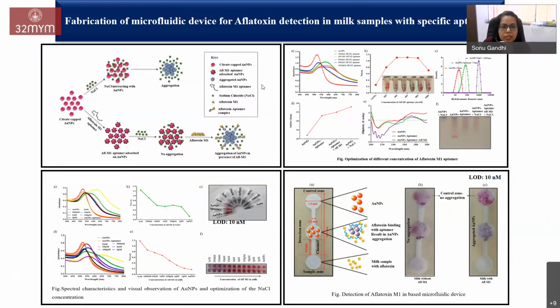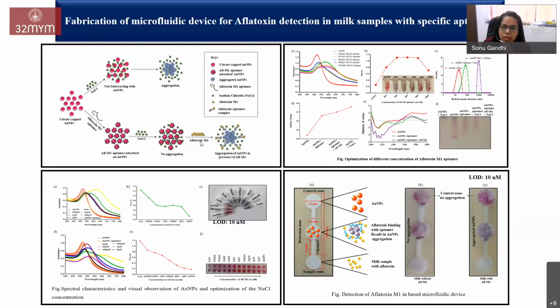So what happened in this case, the principle is that we use the particles and use the specific aptamers. These aptamers bind through physisorption on the surface of gold, and after adding NaCl or the salt, because aptamers are bound onto the surface, you will not see any change in the color, and the color of the solution will be pink.